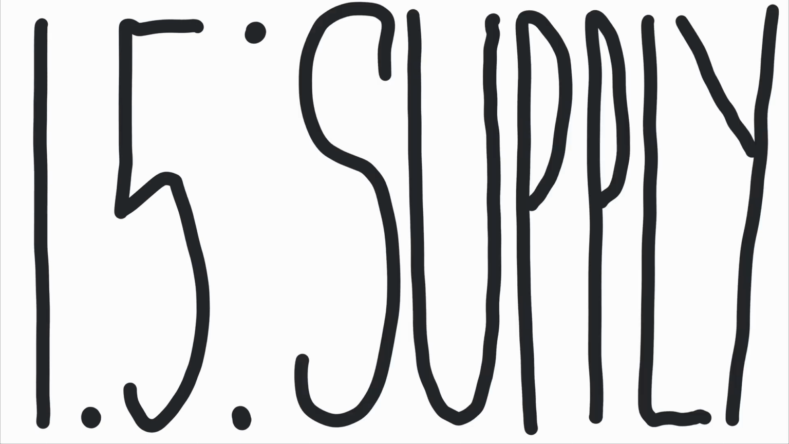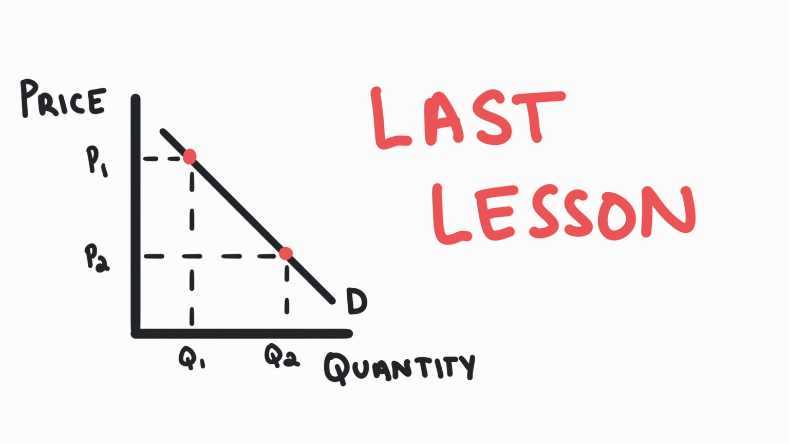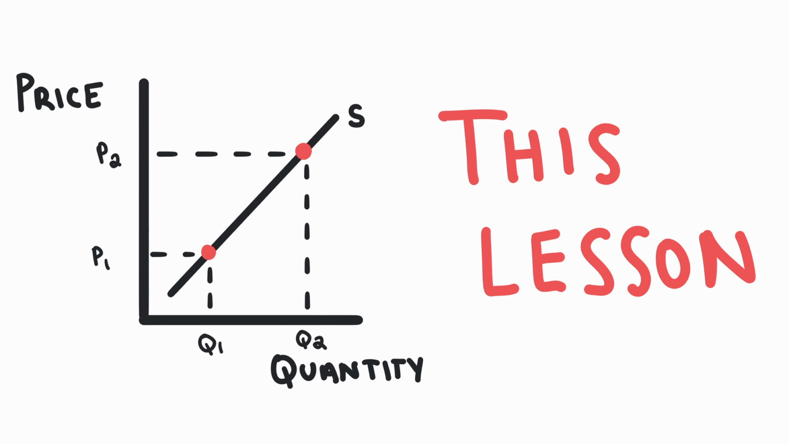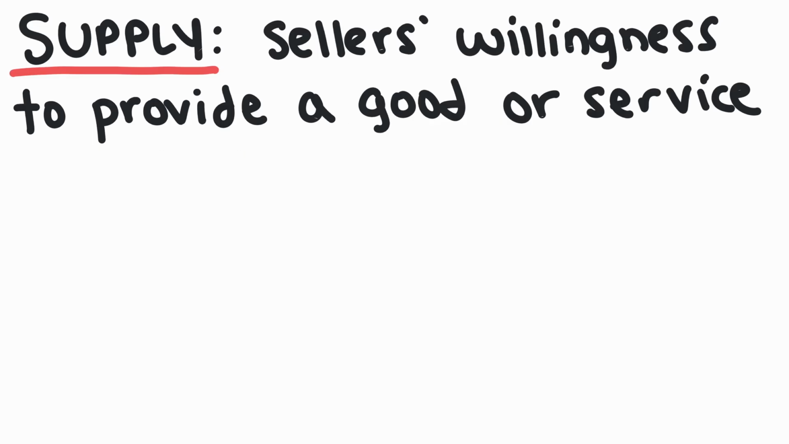1.5. Supply. Now that we've covered demand, it's time to look at the other side of the market, supply. In economics, supply is a producer's willingness to sell a good or a service. Just like the law of demand, there's a law of supply that explains the relationship between price and quantity supplied. Before we move on, see if you can figure out what that relationship might be.